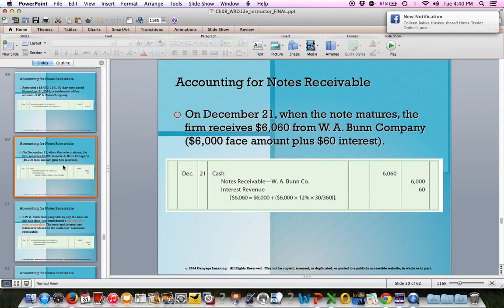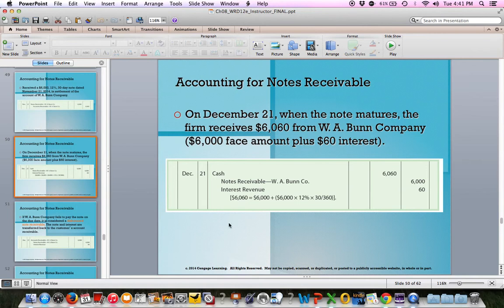And then it says that on December 21st, when the note matures, the firm receives $6,060 from W.A. Bunn. It says 6,000 face plus $60 of interest. So the question then becomes, how'd they get that interest? And the best way to think about that is what I call the PIT method. P-I-T, principal times interest times time.